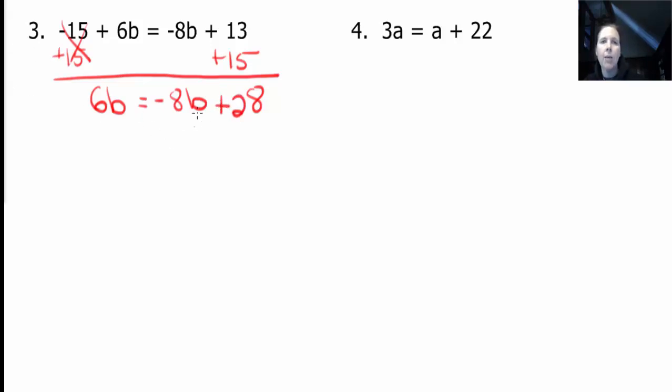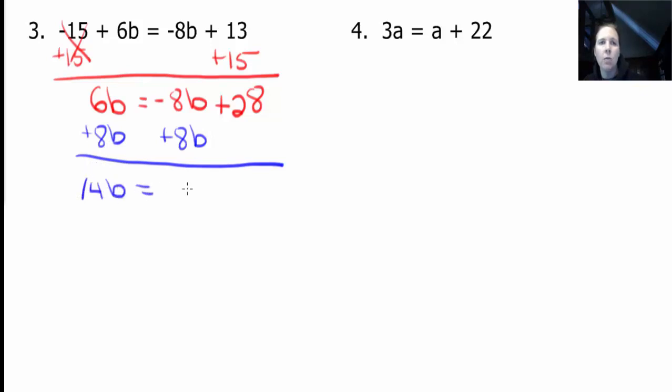Now we have to get our b's together. So we're going to add 8b. I'm not going to bring the 6 over because you don't want everything on one side. So 14b equals 28. And then we're going to divide by 14. Divide by 14, b equals 2.